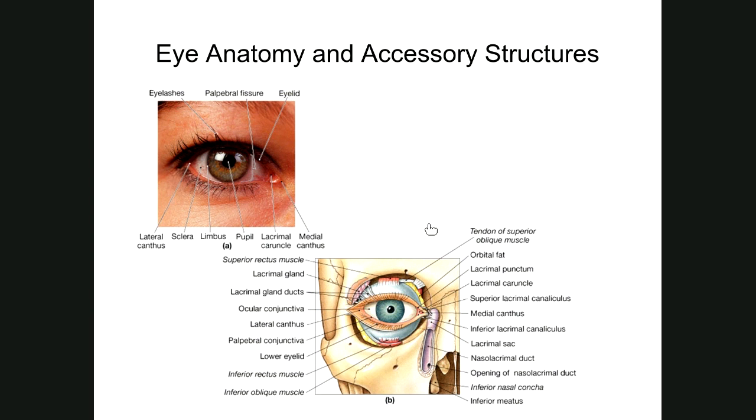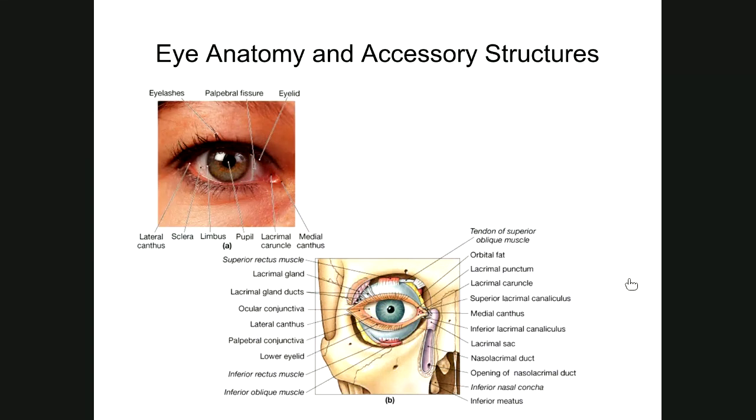LACRIMAL, second word, APPARATUS, produces, distributes, and removes tears. This is going to support the eye. A pocket called the fornix is formed where the palpebral conjunctiva meets the ocular conjunctiva.